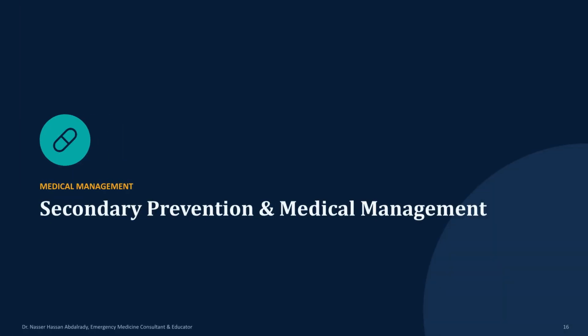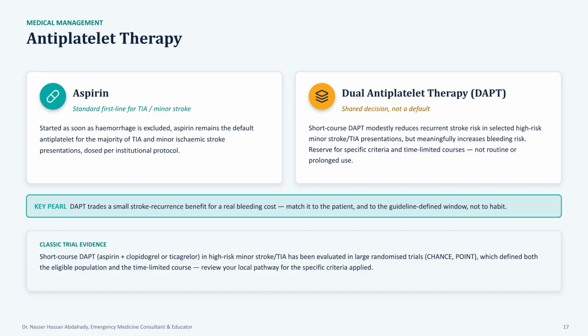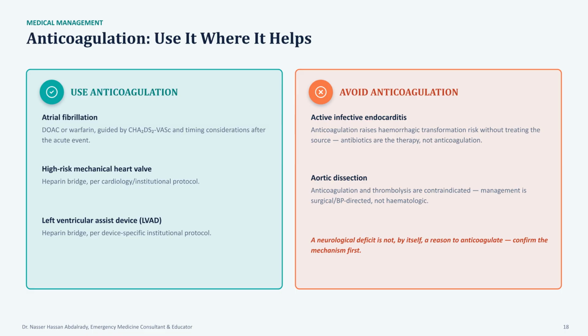Moving on to secondary prevention and medical management. For antiplatelet therapy, aspirin is the standard first-line treatment. Use dual antiplatelet therapy only as a shared decision for high-risk patients, keeping in mind the increased bleeding risk. Anticoagulation is vital for patients with atrial fibrillation, mechanical heart valves, or LVADs. However, strictly avoid it in cases of active infective endocarditis or aortic dissection.